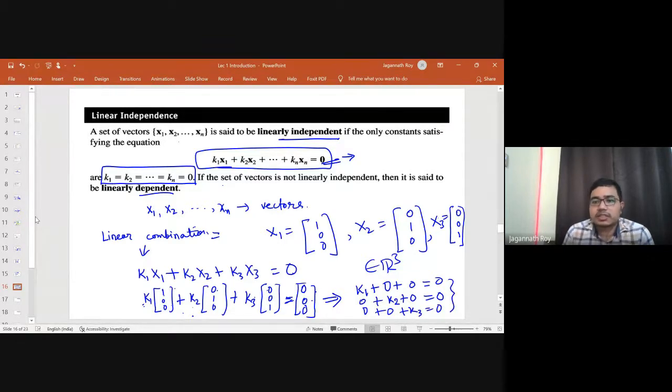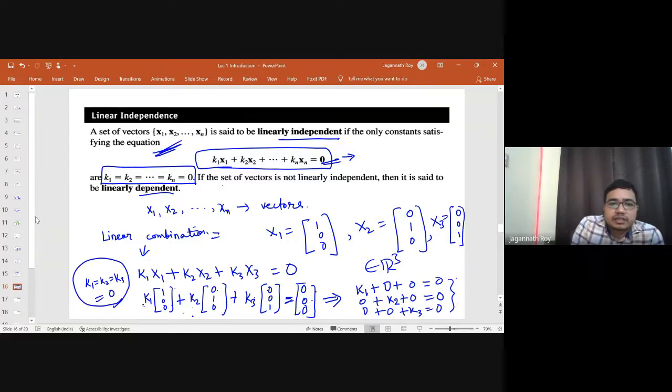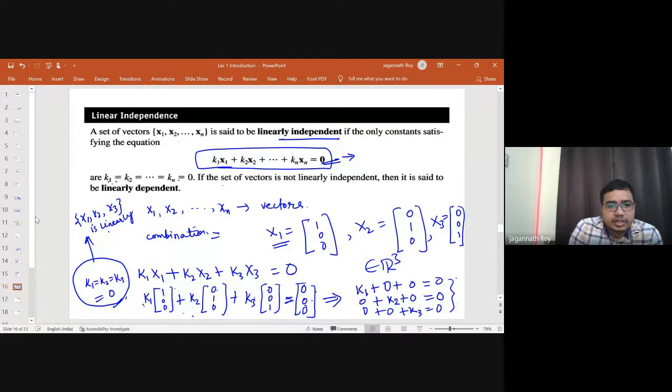So after solving these three, what we get? K1, K2 and K3 are all 0. So it satisfies the definition that all of K1, K2, K3 are 0. So what we can say is that this set of vectors x1, x2 and x3 is linearly independent.